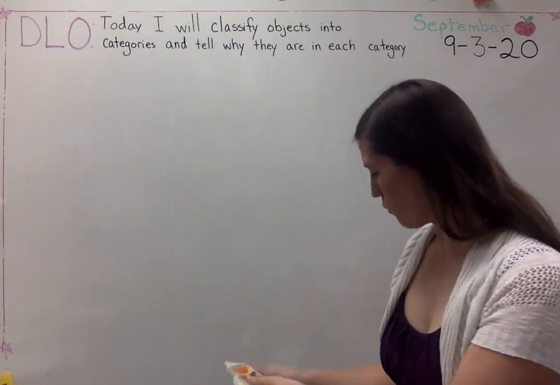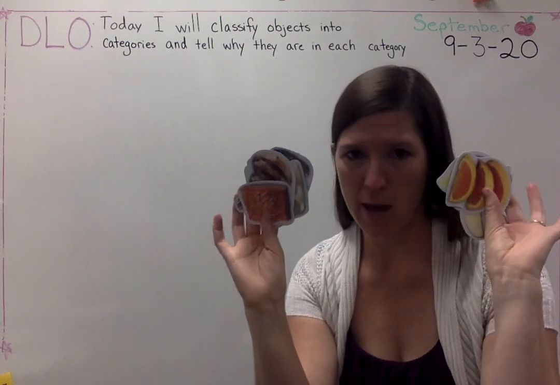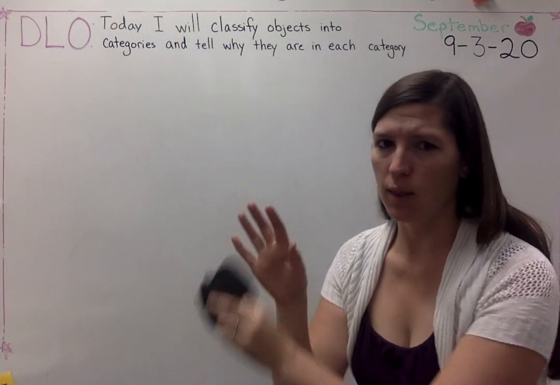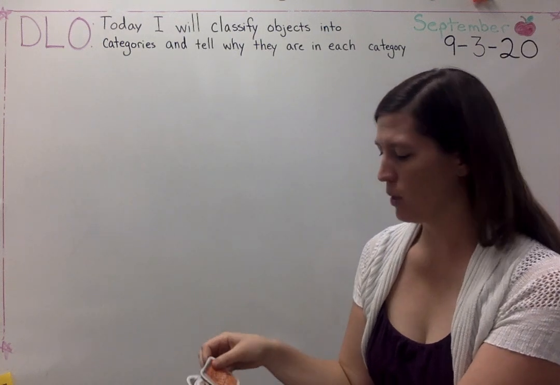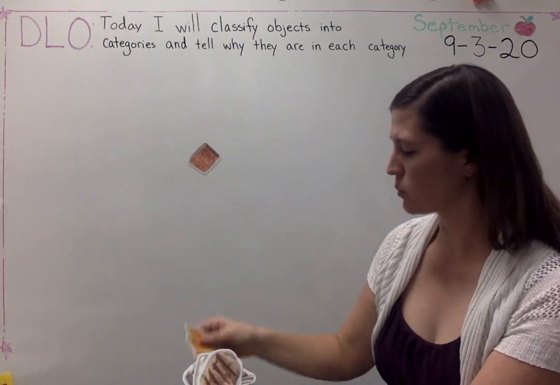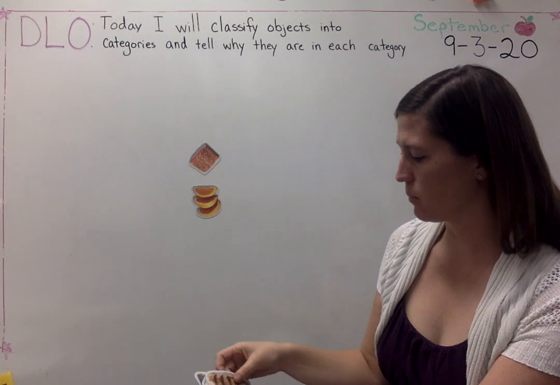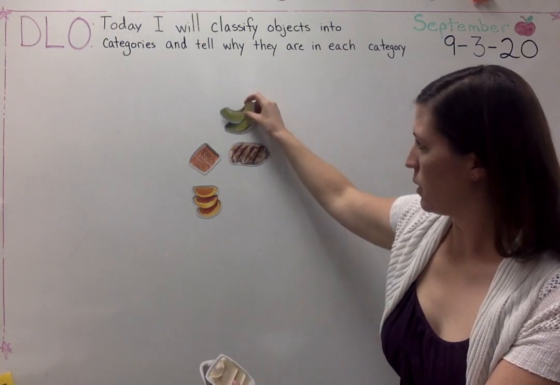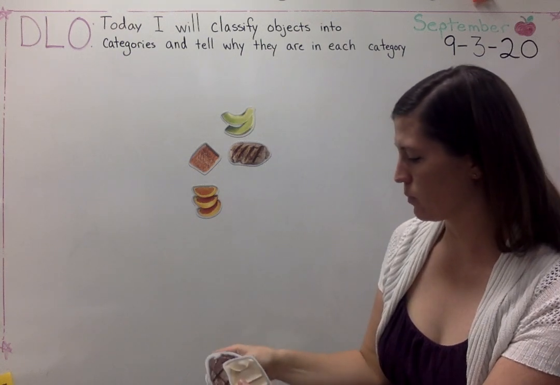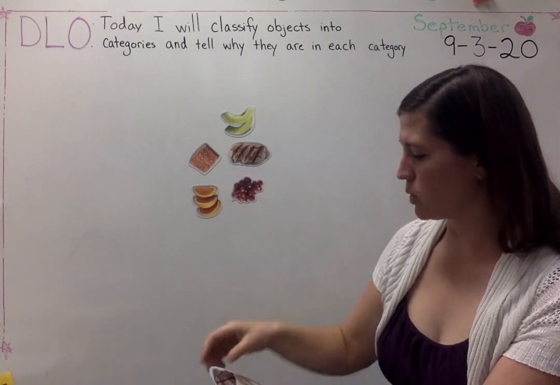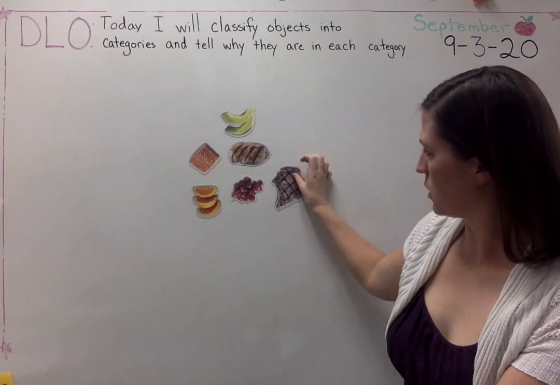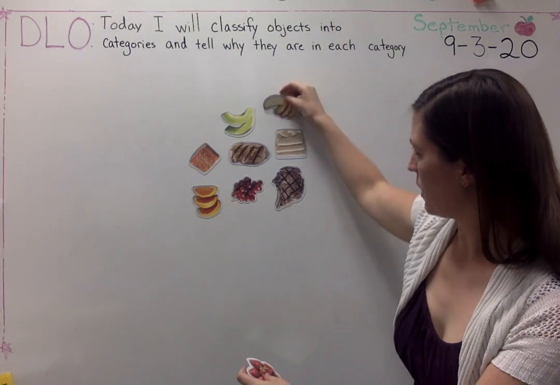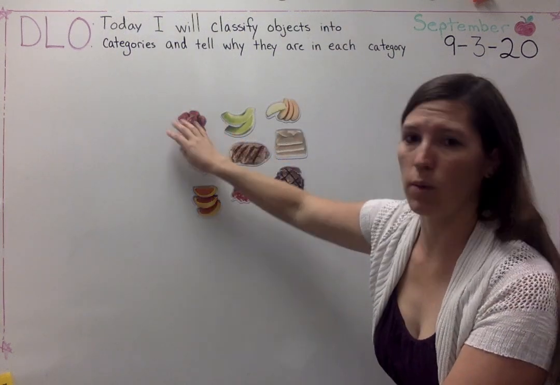Okay, so I have some food magnets. I'll put them up, I'll tell you what they are, and then we can decide how we want to sort them. I have some salmon, orange slices, chicken, honeydew, grapes, steak, lunch turkey meat, apples, and strawberries.